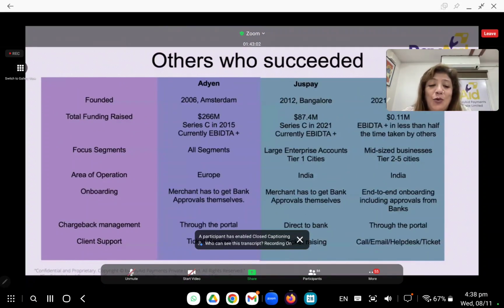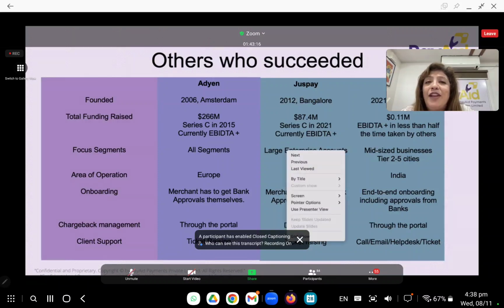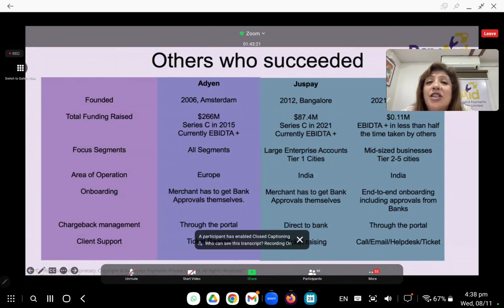For those of you who are wondering, what is the competition Pay8 has? Well, we are designed more like an Adyen, which was founded in 2006. They raised their Series C in 2015, and currently they are one of the most EBITDA positive companies in Europe. Closer home is JustPay, who we feel is like our elder brother. They started in 2012. They just turned EBITDA positive last financial year, from what I know.